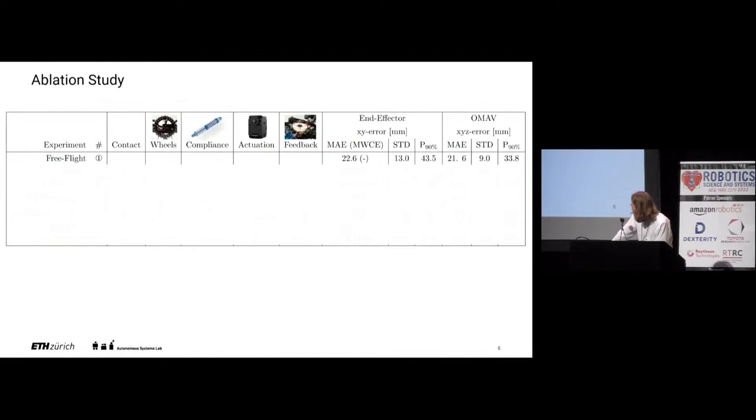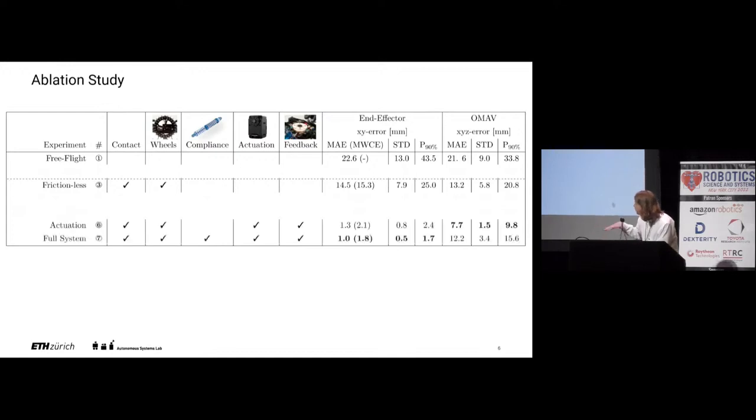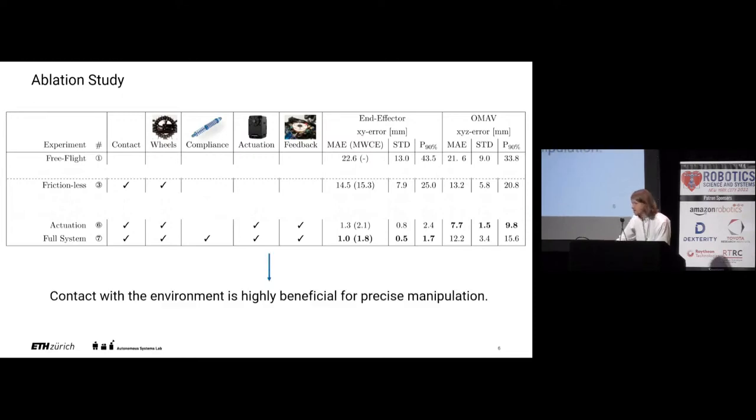In free flight, our aerial vehicle had a mean absolute error of roughly 2 centimeters, and only by adding multiple contact points and pushing against the ceiling, we were able to almost halve that. By then additionally controlling the motion of the end effector along the ceiling, we found out that the rigid end effector is almost as precise as our full compliance system, and this showed us that compliance is not necessarily the key factor for precise aerial manipulation, but rather the right contact with the environment.